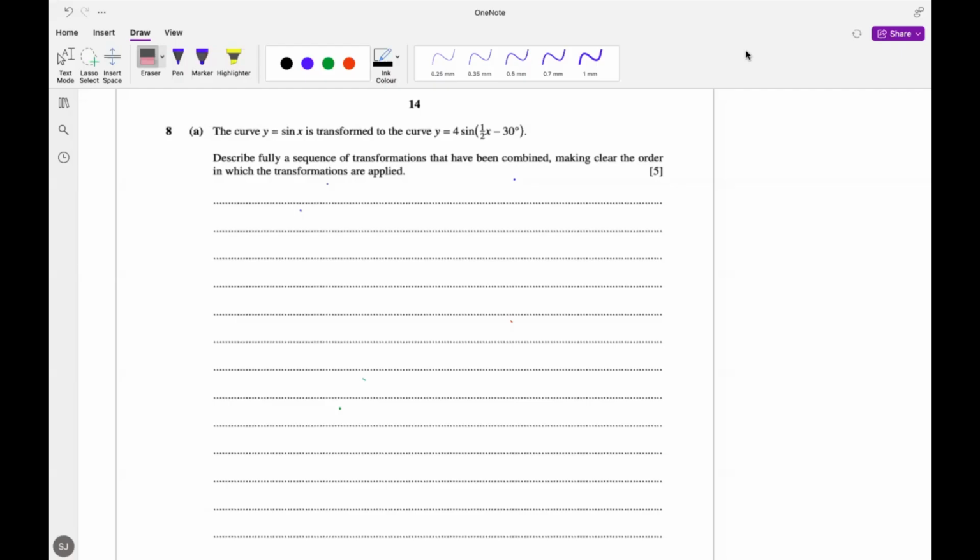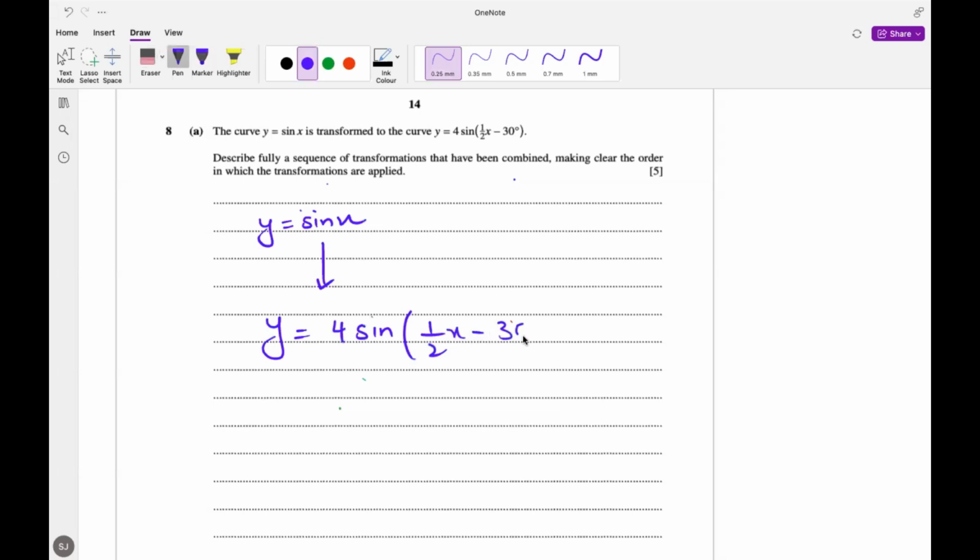In question 8, the curve y equals sine x is transformed to the curve y equals 4 sine of (1/2 x minus 30). We have to describe fully a sequence of transformations that have been combined, making clear the order in which the transformations are applied. Now, y equals sine x has been converted to y equals 4 sine of (1/2 x minus 30).